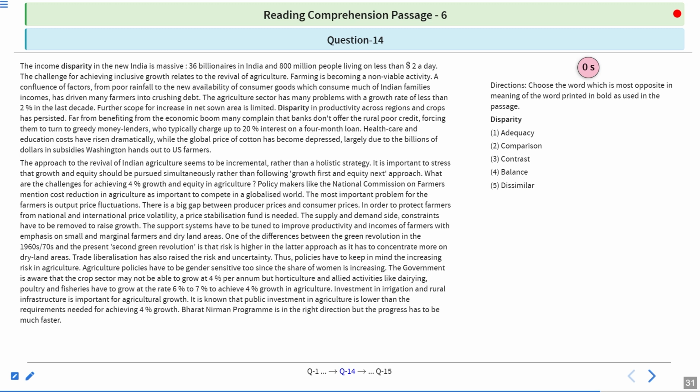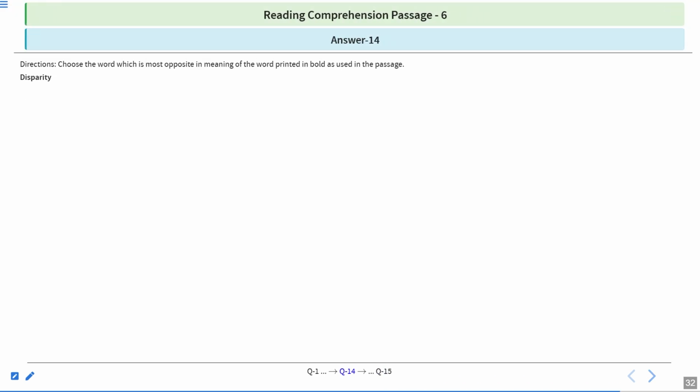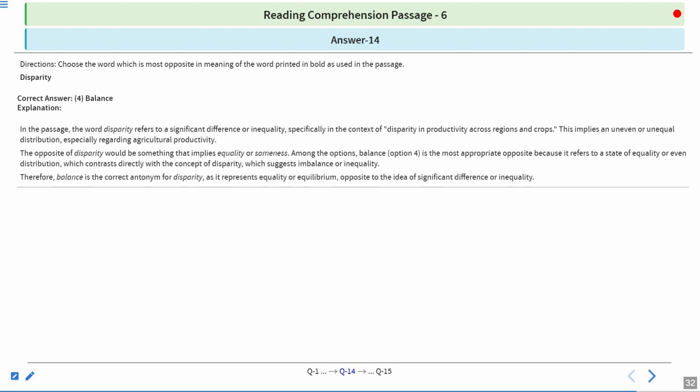I hope you've chosen the right one. Let's move to the correct answer. The correct answer is 4, balance. And the explanation is in this passage: the word disparity refers to a significant difference or inequality, specifically in the context of disparity in productivity across regions and crops. This implies an uneven or unequal distribution, especially regarding agricultural productivity.